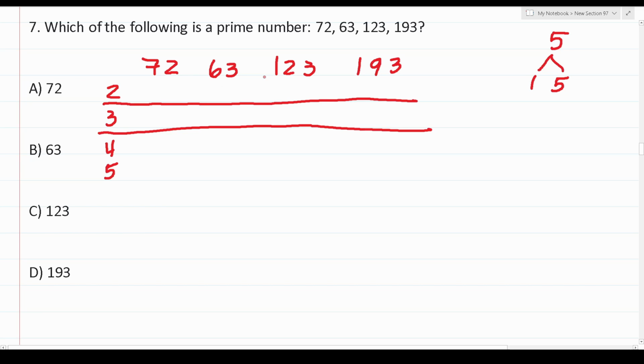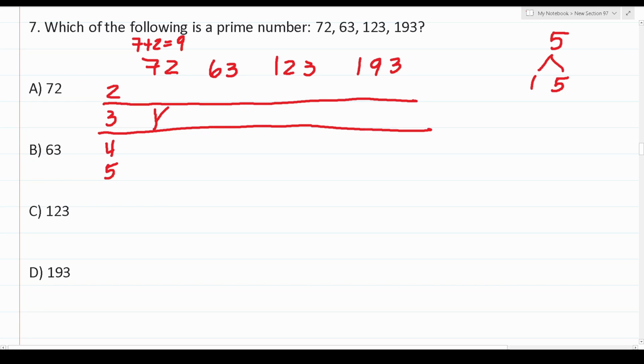Well, how do you use the divisibility check for 3? The divisibility check for 3 says if the sum of the digits in a number is divisible by 3, then the number itself is divisible by 3. So for 72, we want to sum its digits. So 7 plus 2. 7 plus 2 is 9. Is 9 divisible by 3? It is. Since the sum of the digits in 72 is divisible by 3, I also know 72 is going to be divisible by 3.